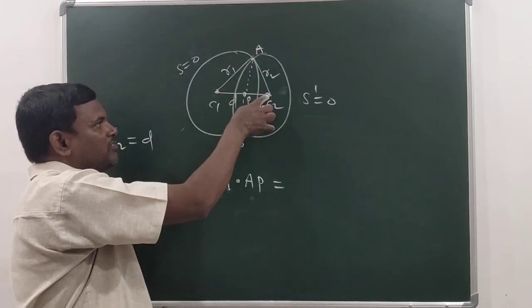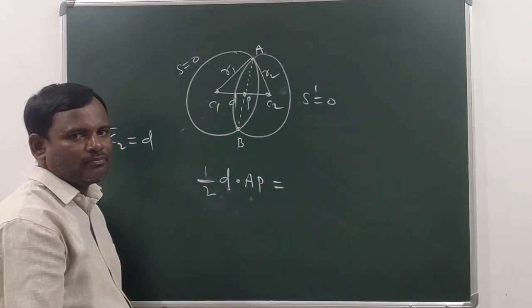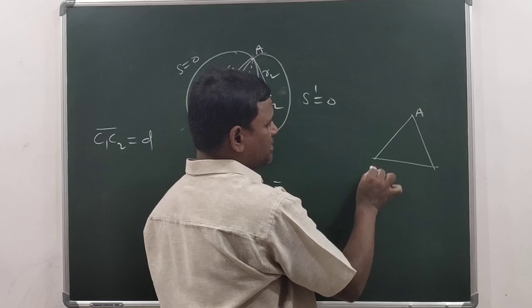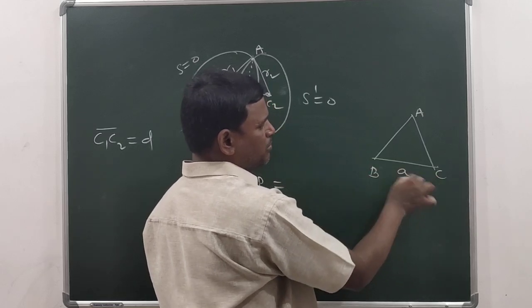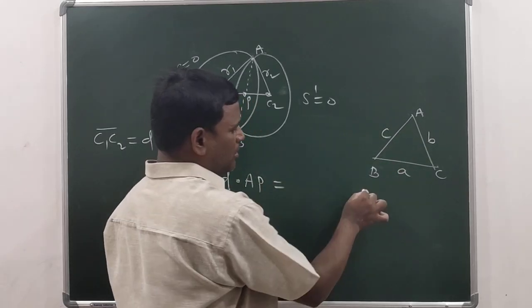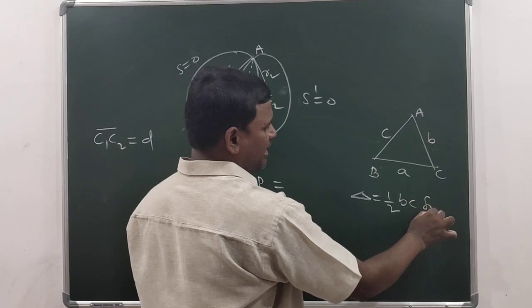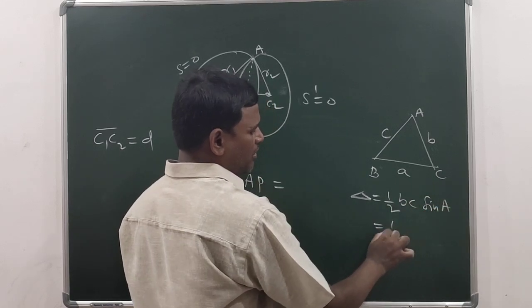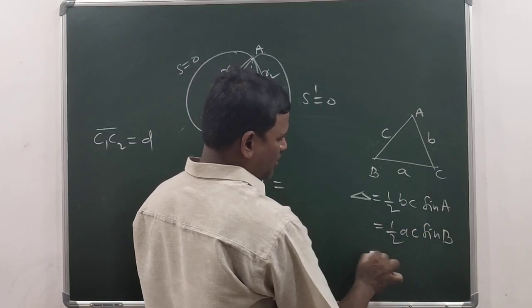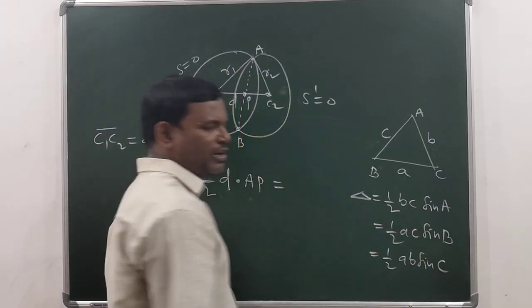The same area of this triangle AC1 C2 I am going to find by another formula which you learnt in the properties of triangles. See here, ABC is a triangle in which the length of BC is small a, the length of AC is small b, the length of AB is small c. Now the area of the triangle, delta, equals 1 by 2 product of adjacent sides and sine of included angle. This formula you read now.